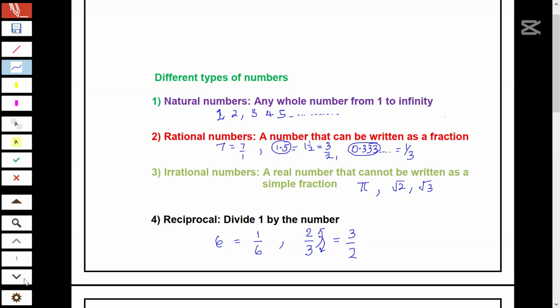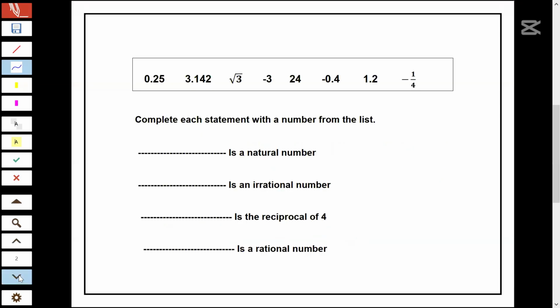Now, let's have a look at an example here. Here is a list of numbers: 0.25, 3.142, √3, -3, 24, -0.4, 1.2, and -1 over 4. Complete each statement with a number from the list. Now, the first question here is identify the natural numbers.